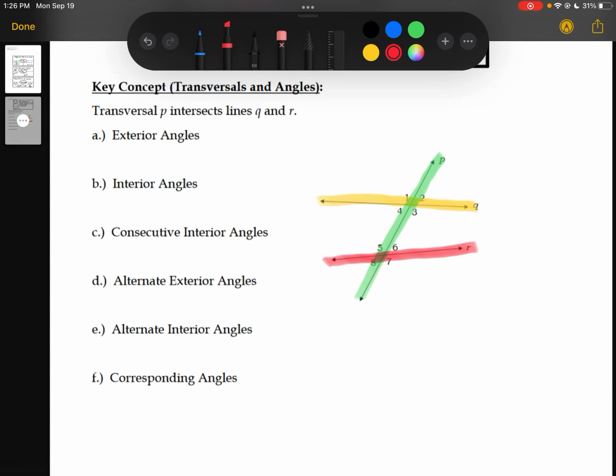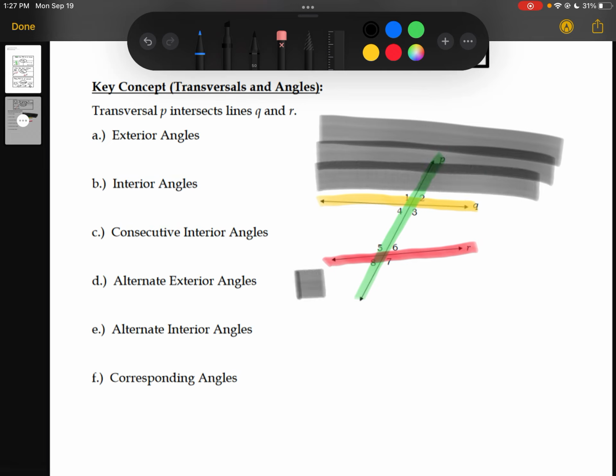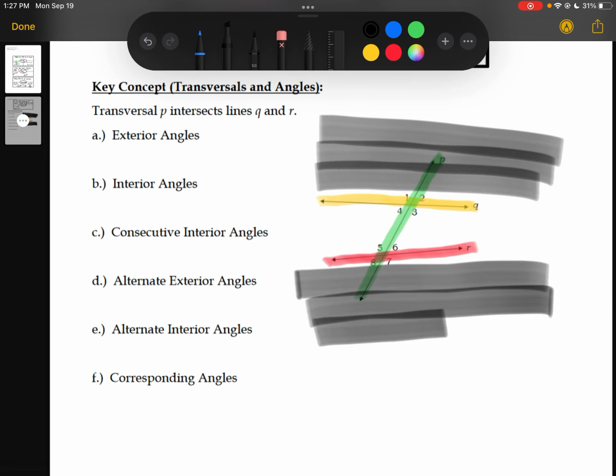So based off of this, the green transversal forms a whole bunch of different vocab words now that we have for angle relationships. The way that we look at this can be a little bit confusing sometimes, but in general, outside of our lines, so this black region and this black region, so outside of those 2 lines that are being crossed by the transversal, so not outside of the transversal, but outside of those 2 lines that are running next to each other, we call this region in black our exterior.